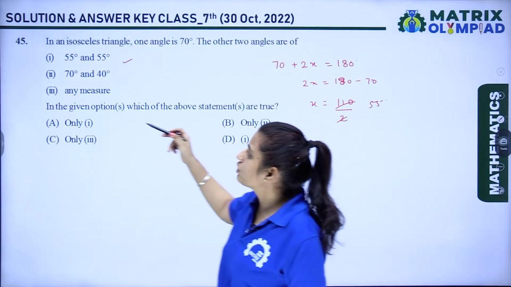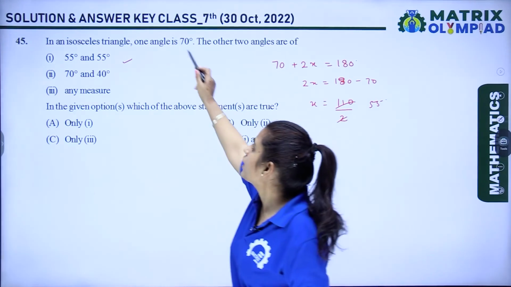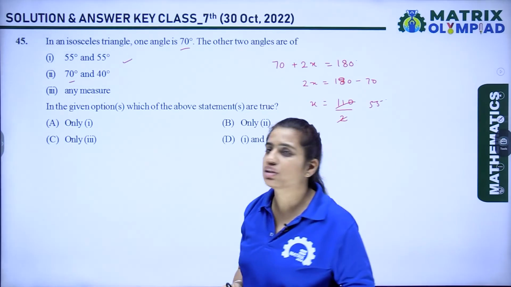Now if we talk about the next option, 70 and 40. Yes, it is also possible, because one angle is 70, and if the other is 70, then also it is an isosceles triangle.